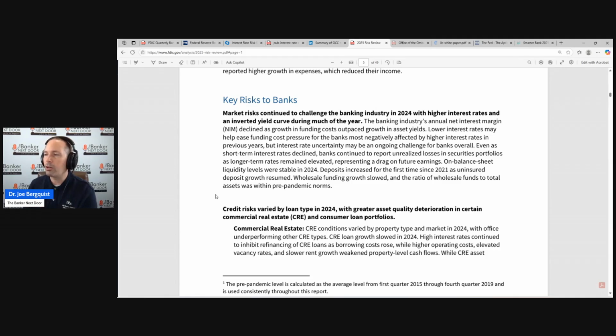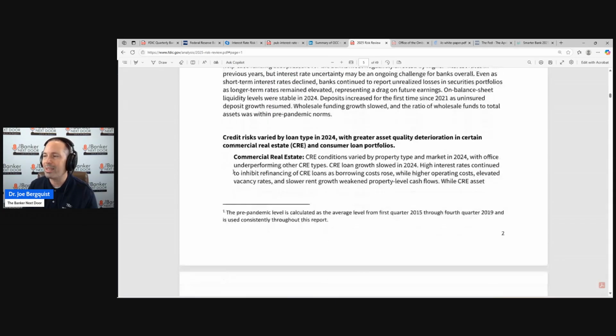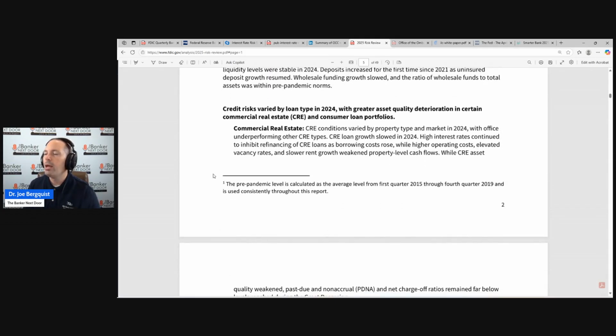Carrying on here, credit risks varied by loan type in 2024, with greater asset quality deterioration in certain commercial real estate and consumer loan portfolios. So commercial real estate, CRE conditions varied by property type and market in 2024, with office underperforming other CRE types. CRE loan growth slowed in 2024.